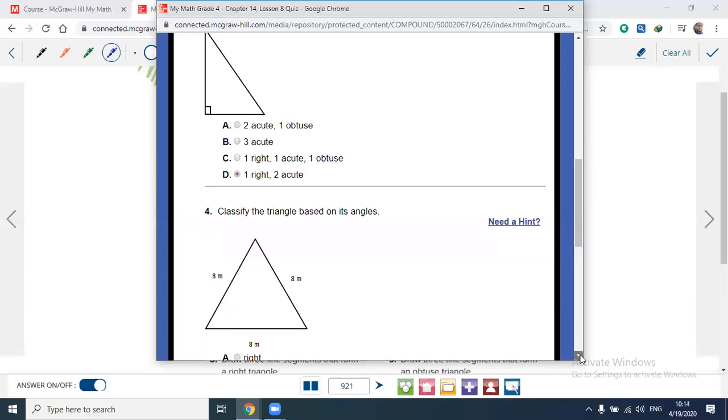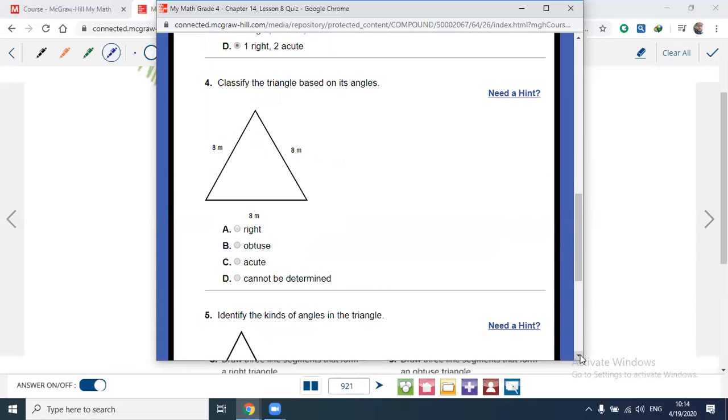Number four, classify the triangle based on its angles. It's called what? Right, obtuse, acute, or cannot be determined. Acute. Yes, excellent, guys, excellent.